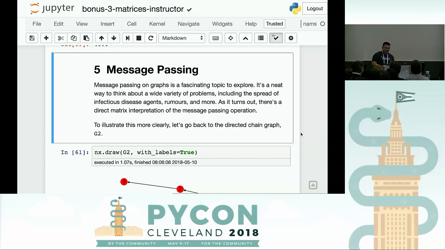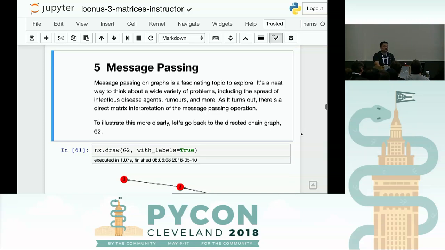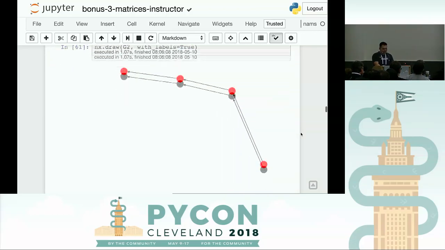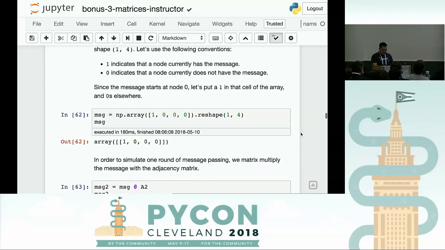So there's a matrix interpretation of the message passing thing. The way that it works is we start with the adjacency matrix. But we also need the vector of node states, where the message is. So if it starts at one node, let's say the first node in the graph, node 0, then in this vector the first element is a 1, and the rest are zeros. Everybody okay with this?